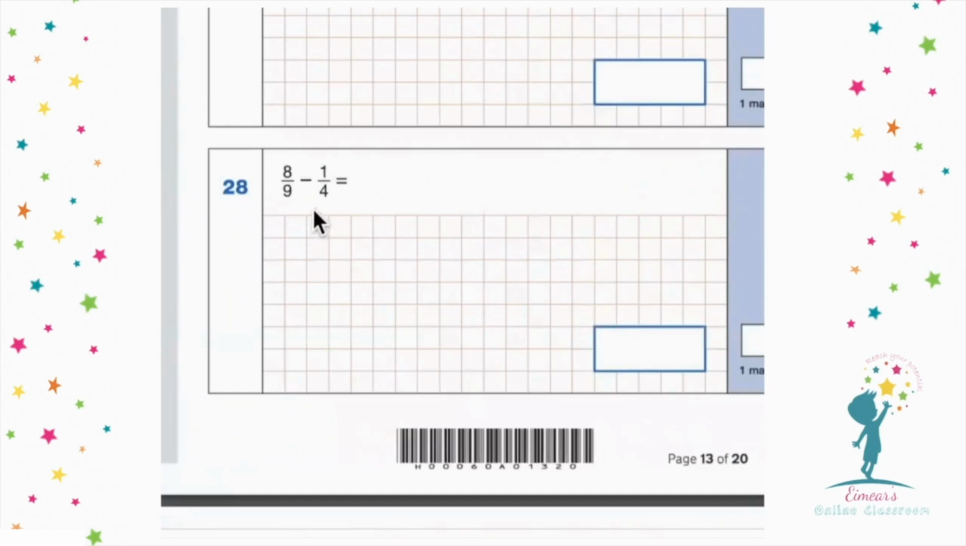8/9 minus 1/4. So here we want to find what that common denominator is. We can use our 9 times tables to help us, our 4 times tables, which is 4 9s are 36. We're going to write our 36 here. So we've multiplied this by 4, so we need to multiply our 8 by 4. So 8 4s are 32.